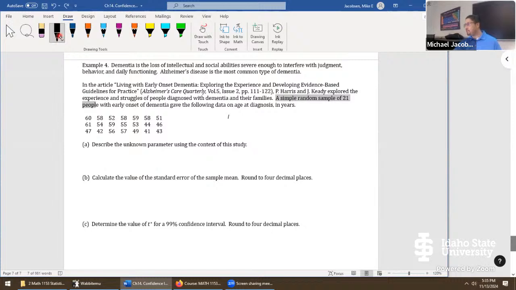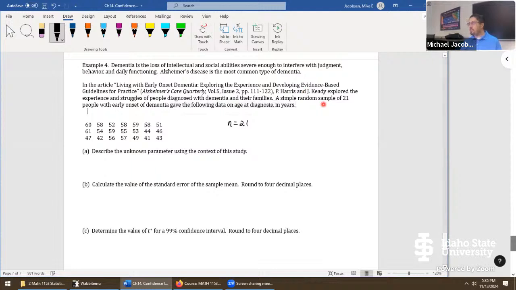We might as well record: sample size is 21. They all have early onset of dementia, and they gave the following data on age of diagnosis in years. So that's what the data here refers to. The moment it says that, if this was, say, a real exam problem, it might not be a bad idea just to write here, age at diagnosis, just as a reminder that that's what the context is referring to. It wouldn't be a bad idea to underline something like this: the following data on age of diagnosis. Okay, so that's our problem so far.